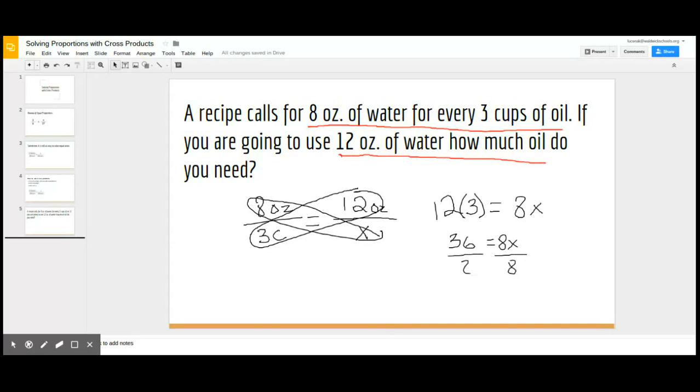On the right side, 8x divided by 8. The 8's cancel each other out, and you're left with the variable. And then on the left side of the equal sign, we have 36 divided by 8, which is 4 and 5/10. So our answer is 4 and 5/10 cups of oil.